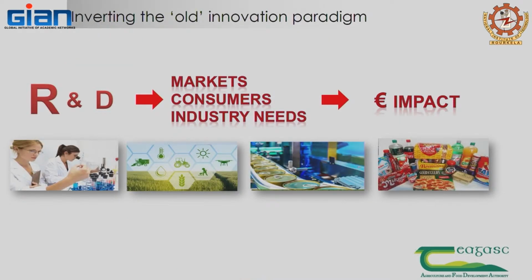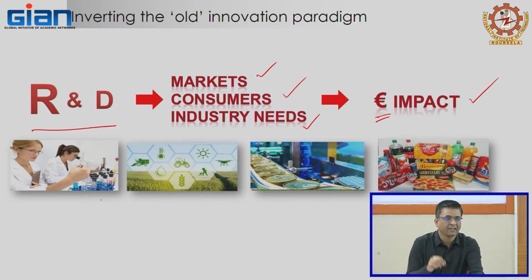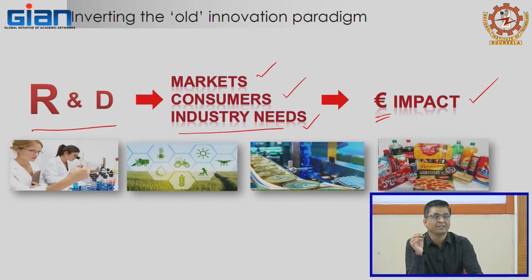Now, previously what was happening was you have research and development. You carry out research, you look for a market, you look for new consumers, what industry needs, and then you realize impact. When we say impact, it is in terms of monetary value. You created a new product, take for example encapsulated caffeine, but there is no demand for that. Then you start saying, oh this is great, and you look for a market, consumers, and instigate industry need, and then you look for economic impact. But now things have changed.